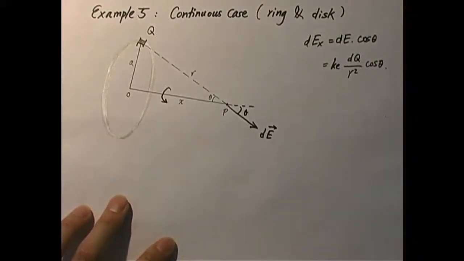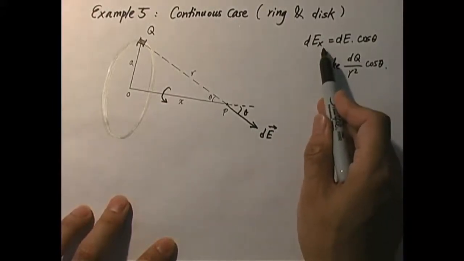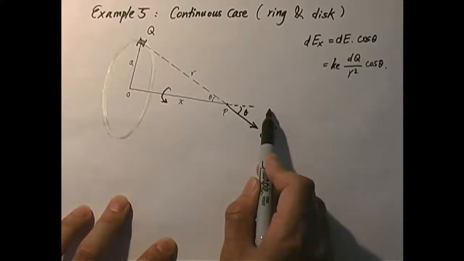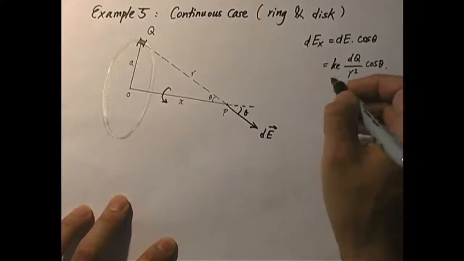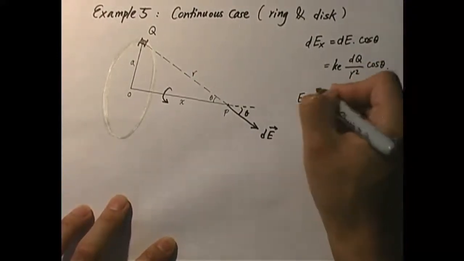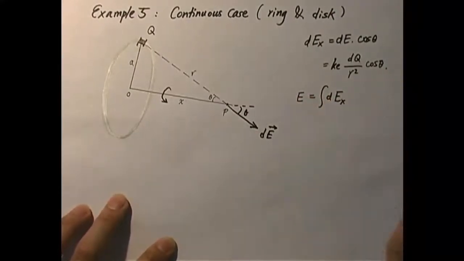And what do we do next? All we have to do is add all the dEx's up. And the nice thing about that is all the dEx, the x component of this dE, they all point along the positive x direction. So once again, I'm dealing with a scalar integral. So therefore, E is just the integral of dEx, right?